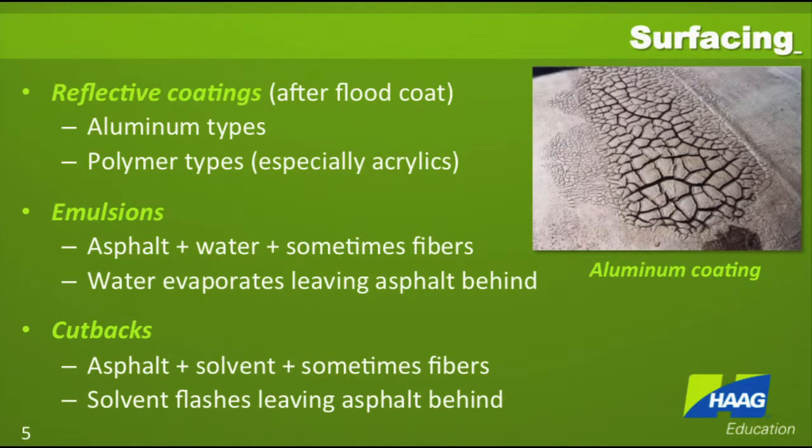If you don't want a lighter colored roof, there are some darker colored coating options. One is known as the emulsion, where the asphalt is thinned out with water and also may have some fiber content. Cutback is when the asphalt is thinned out with solvent, and it also can be reinforced with fibers.